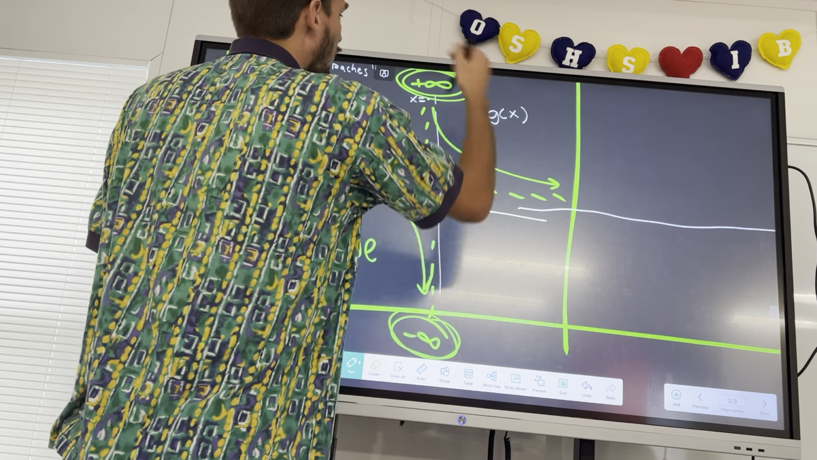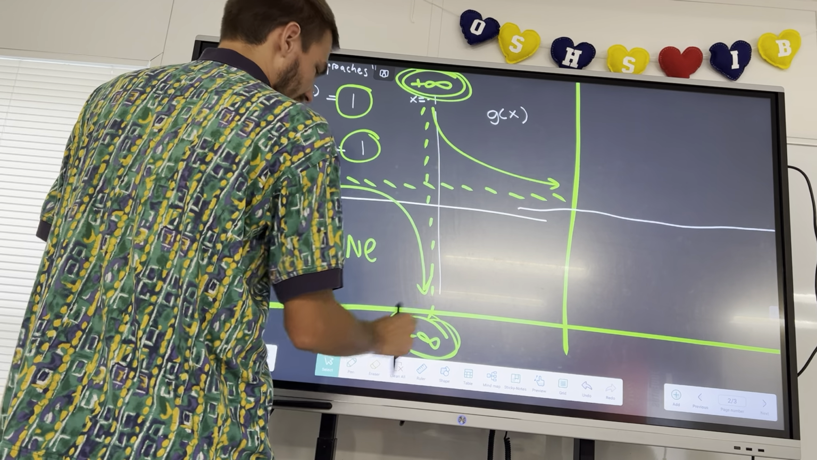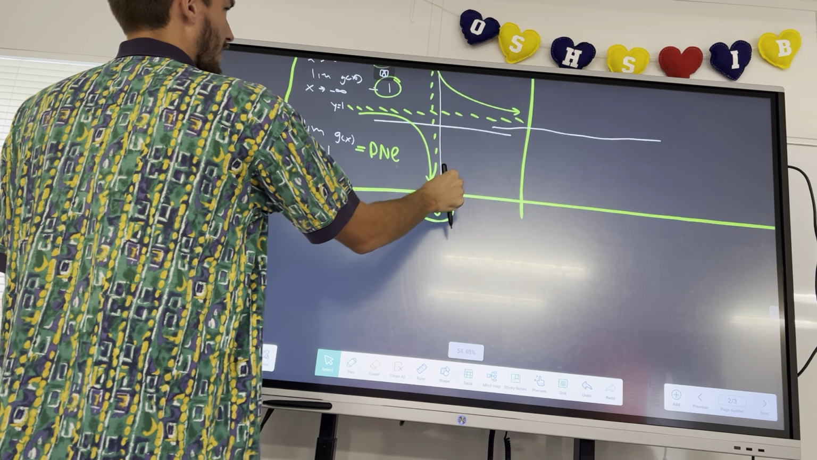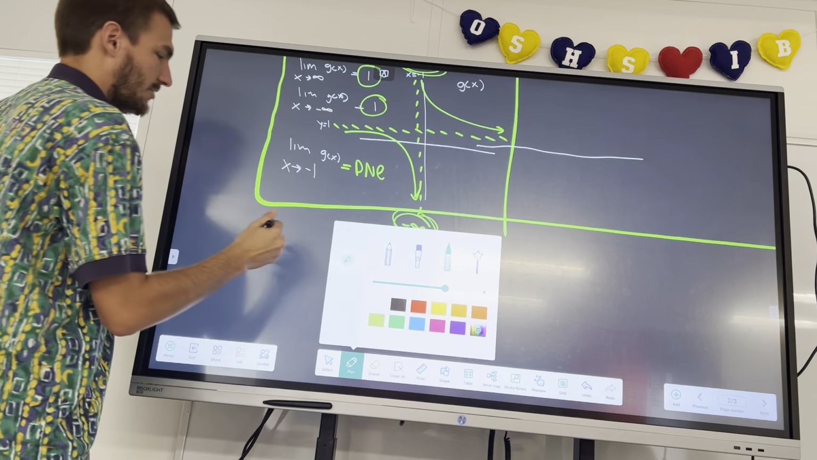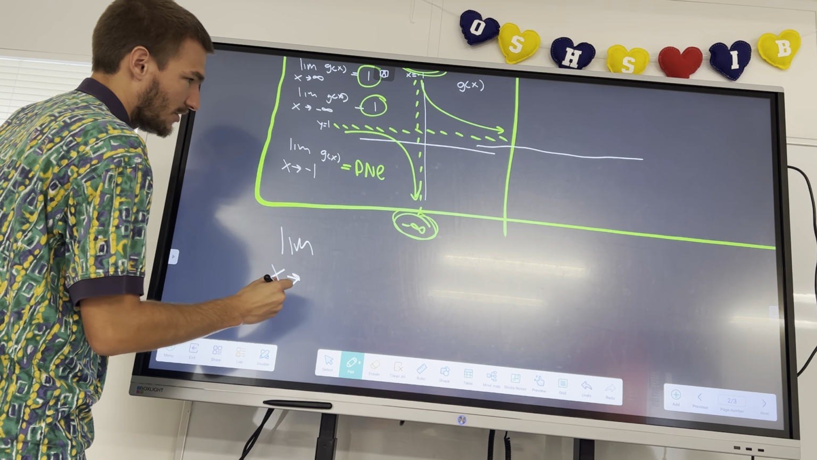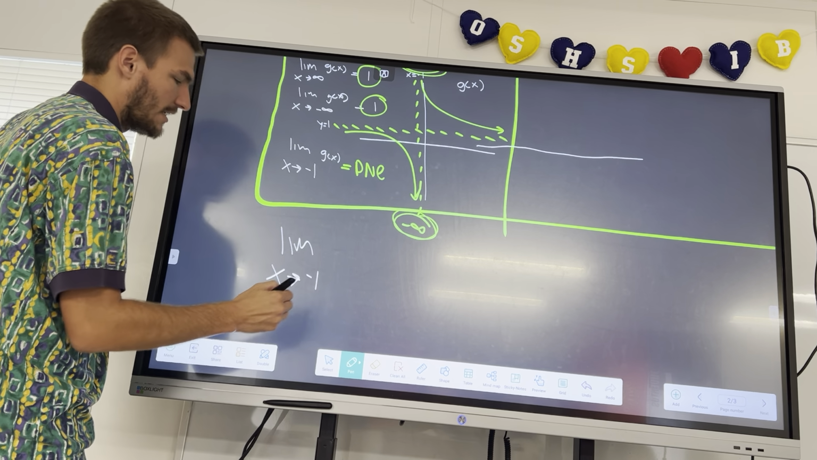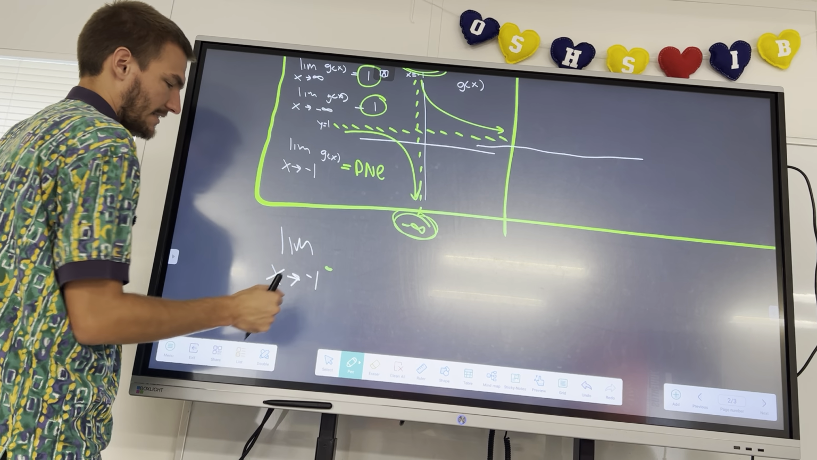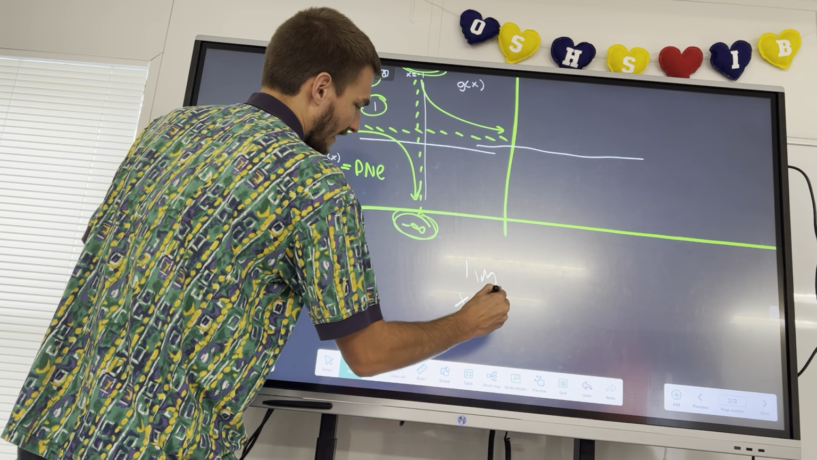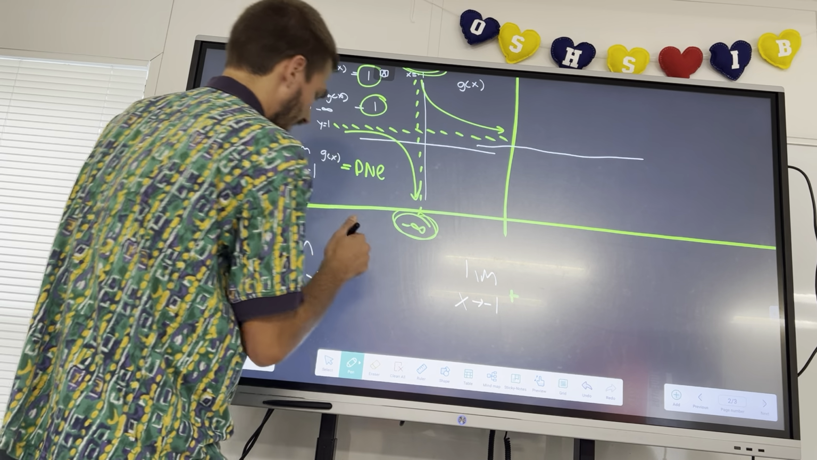what we're going to talk about now, the real question, as I've just run out of board space, I don't quite know, I'm just going to do it like this, is that we're going to introduce the limit as x goes to negative 1 minus, and the limit as x goes to negative 1 plus.